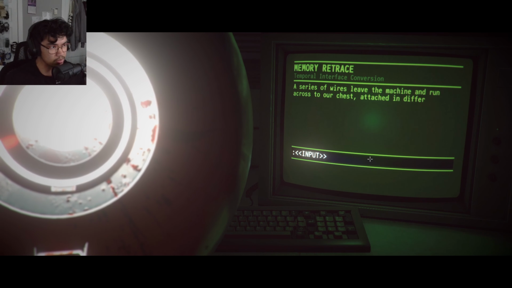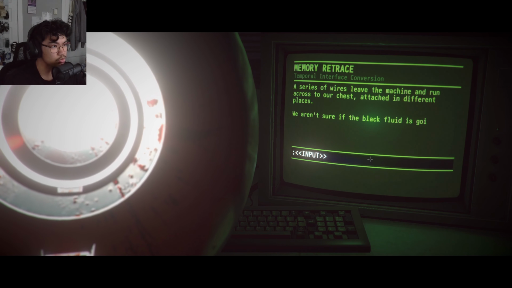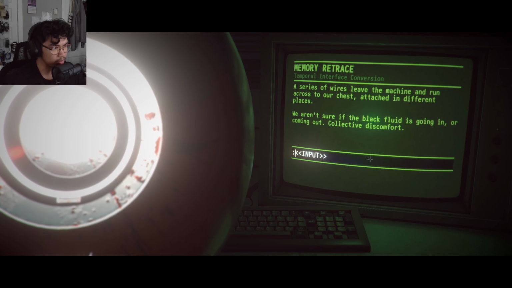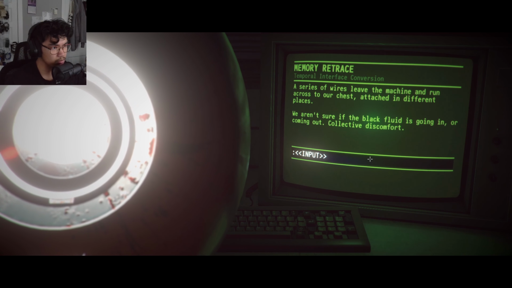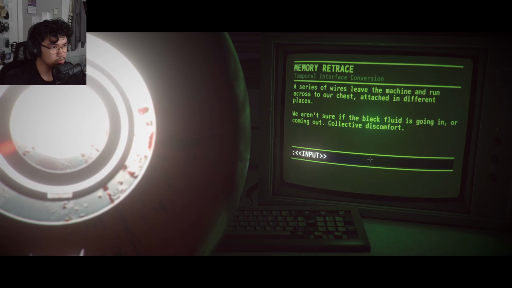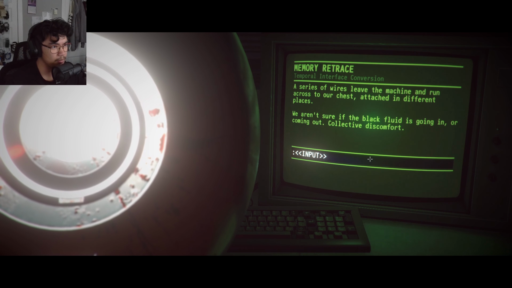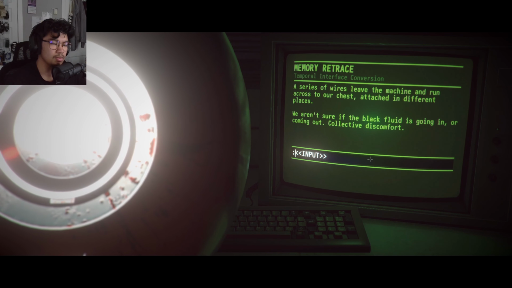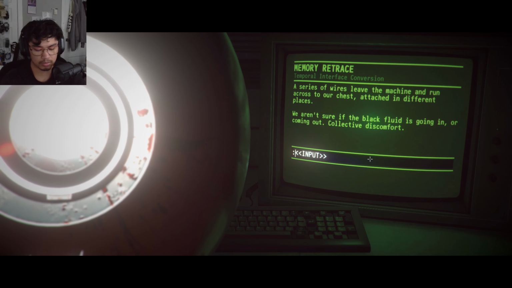A series of wires leave the machine and run across to your chest, attached in different places. We aren't sure if the black fluid is going in or coming out. Collective discomfort. Can I say... tick?